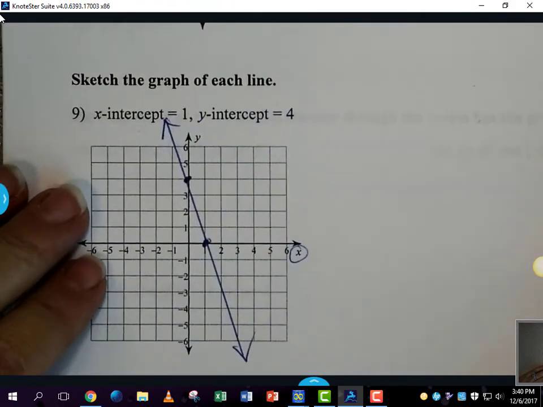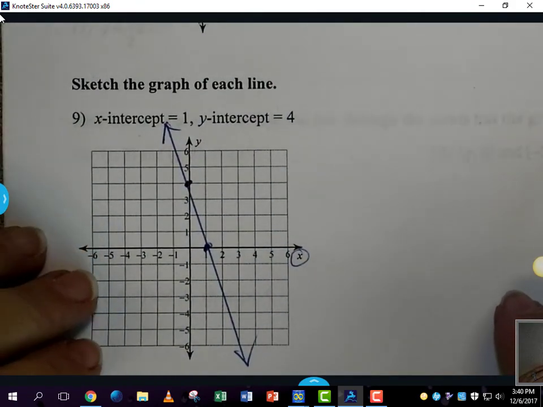Okay, and there are the ones that you need to be able to know how to do without a graphing calculator.